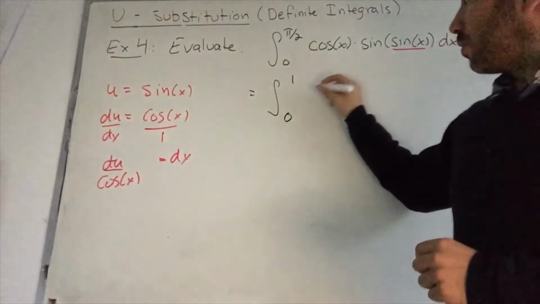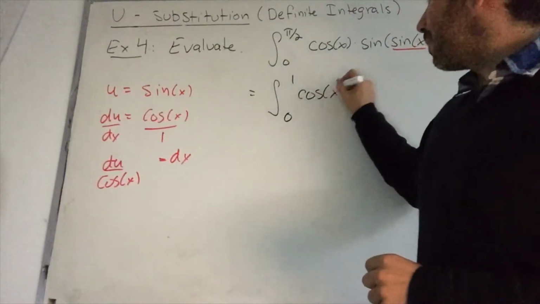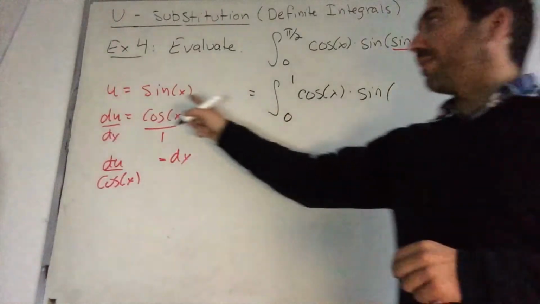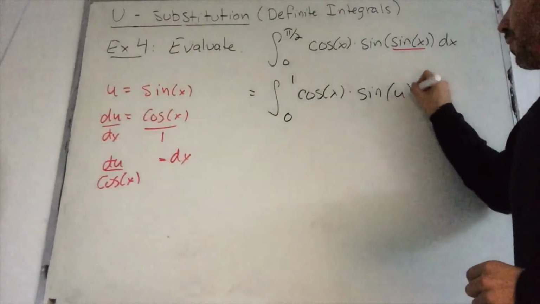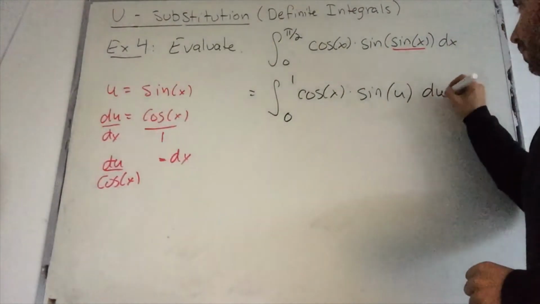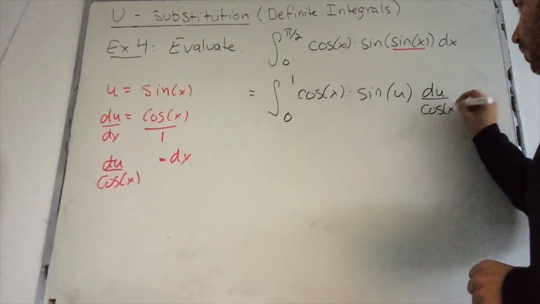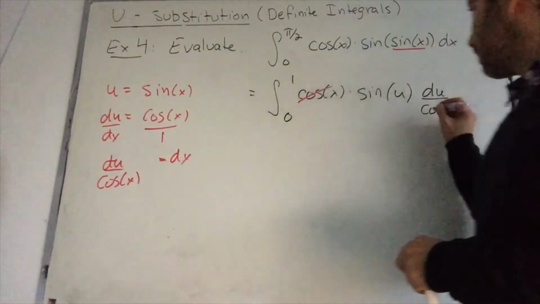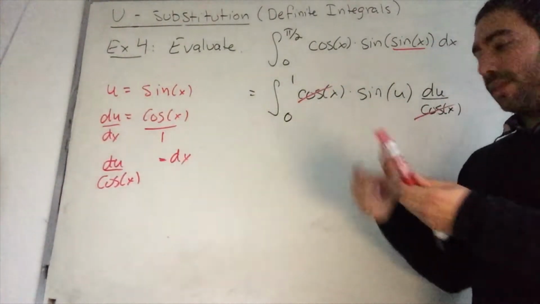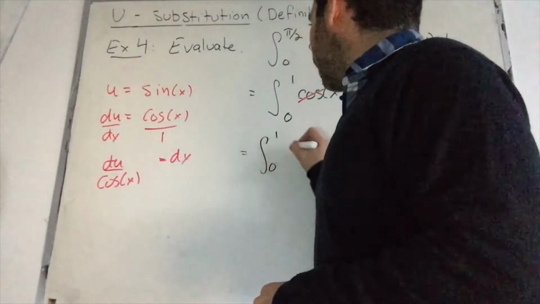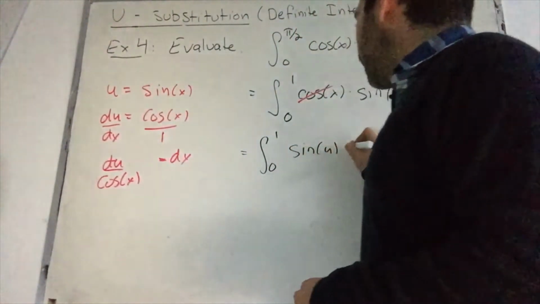Cos of x stays, there's nothing to do there. Times sine, and inside the sine, we're replacing sine of x with u, so it becomes sine of u. And we're substituting dx with du over cos x. And notice that the cos x's cancel, leaving us with the integral from 0 to 1 of sine of u du.